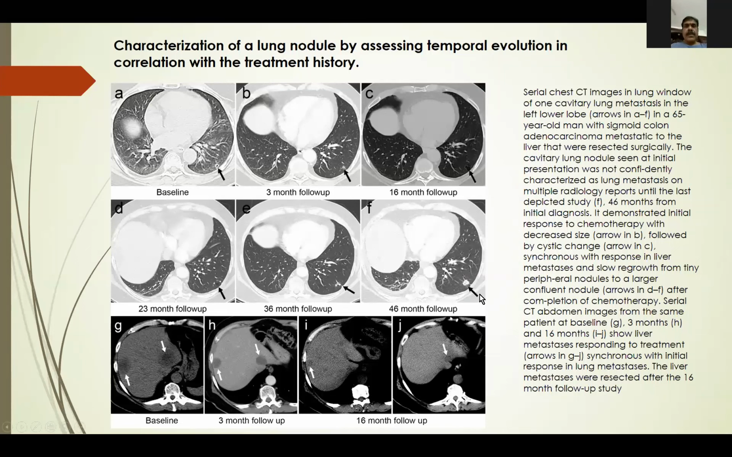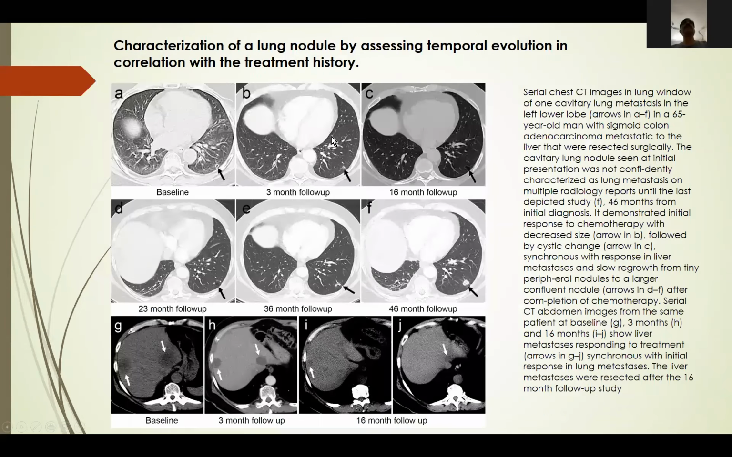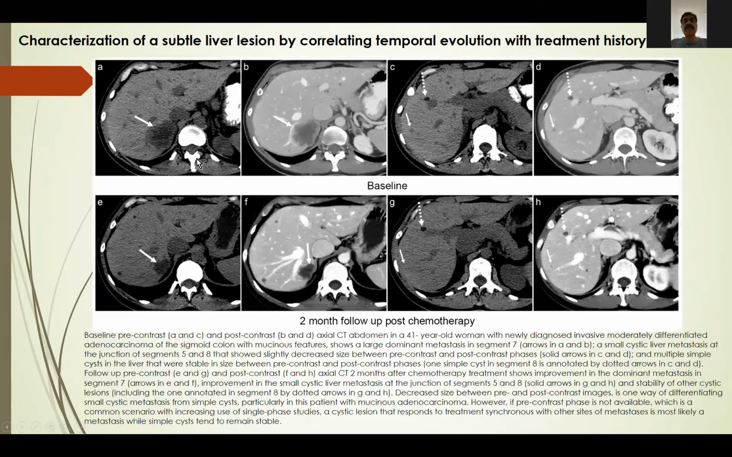So we have an opportunity for improvement. We need to correlate our images with the treatment history and see how they evolve over time. If we understand treatment history, then we would have diagnosed maybe at this point, if not here, or sometimes much earlier. So this is an example of how to characterize a lung lesion. Similarly, a liver lesion: how to characterize subtle liver lesions.